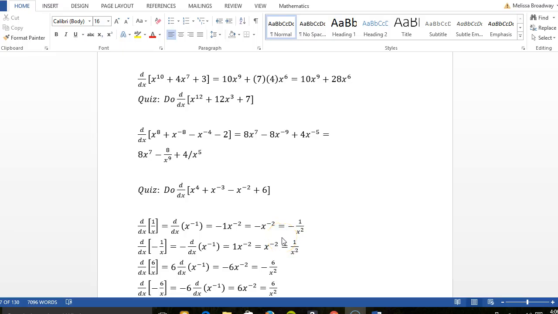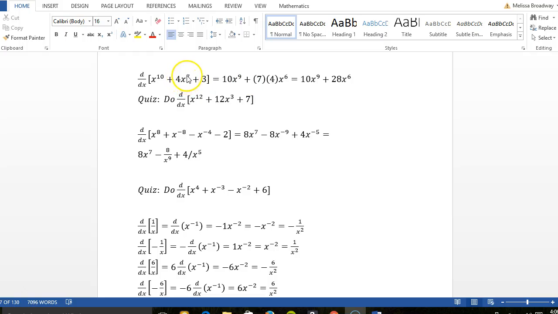Oh, hello. Let's do some more examples. d by dx of x to the 10th plus 4x to the 7th plus 3. Remember, the derivative of the sum is the sum of the derivatives. So you just do the derivative of x to the 10th. That's 10x to the 9. Remember, you bring the 10 down, and then in the exponent you fall down one notch to 9.